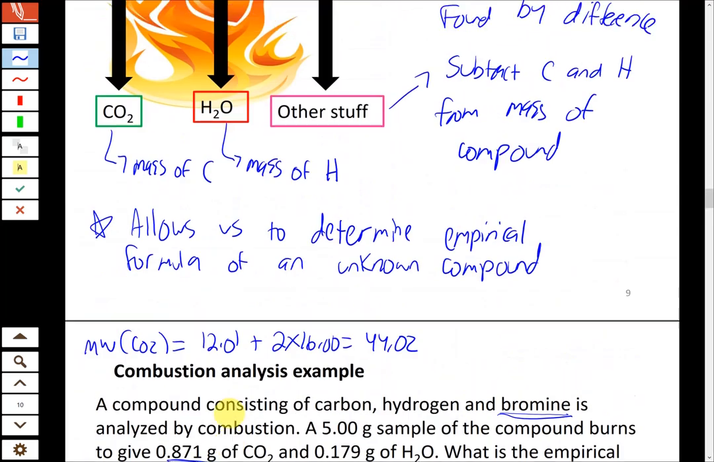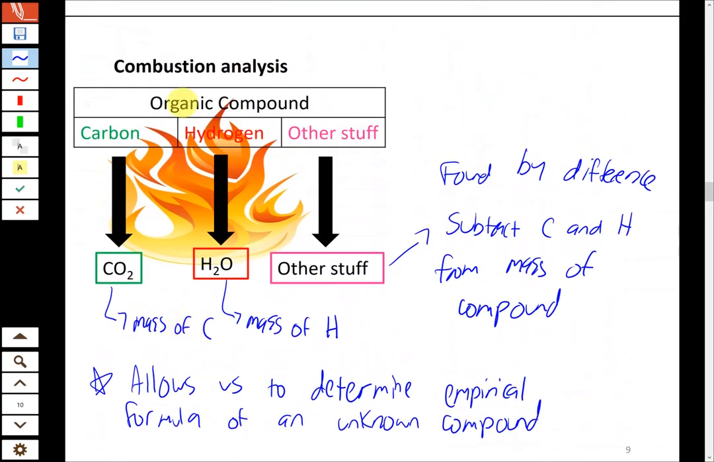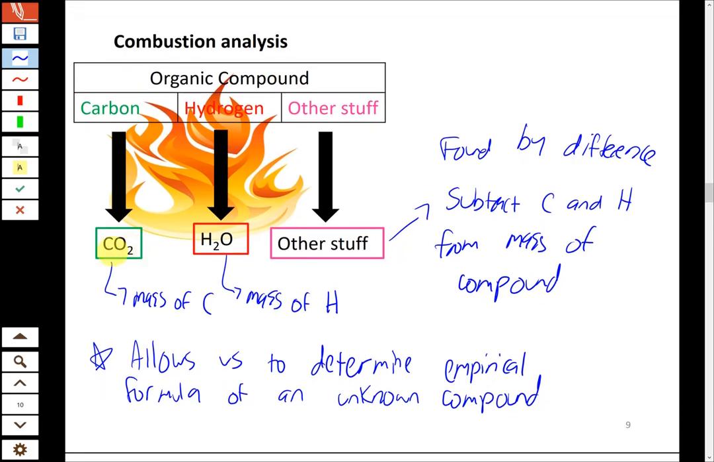Because again, reviewing the combustion process, what you do is you take your compound and you burn it in the presence of O2. When you ever do a combustion reaction, it's burned in the presence of oxygen. So if you have oxygen in the compound, you're going to be adding oxygen from the air when you burn it, and then the oxygen is going to be distributed into the CO2 and the water. So you can't use those masses directly to figure out how much oxygen was there. You still have to do it by difference.